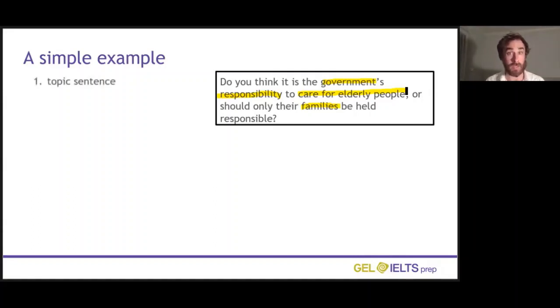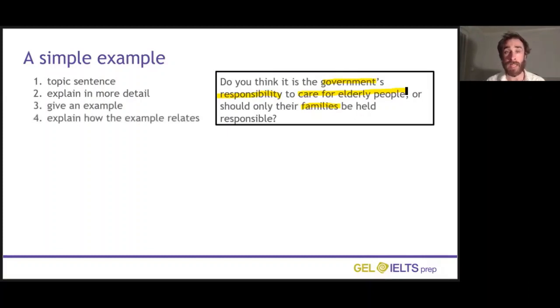I'm going to need a topic sentence. I'm going to explain what I mean in more detail. I'm going to give an example, and I'm going to explain how the example relates to my point and how it relates to the question. So my point here is going to be that some people need government support because they don't have a family.